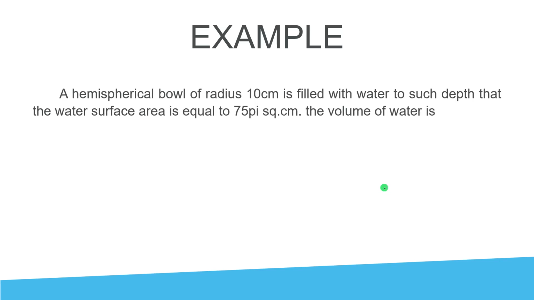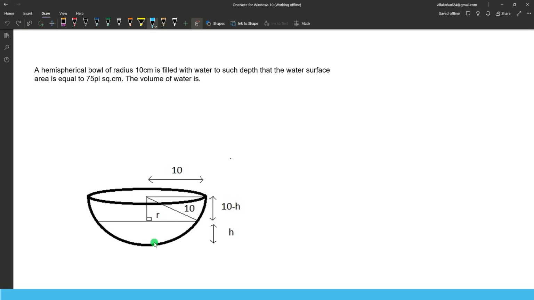Next problem. A hemispherical bulb of radius 10 centimeters is filled with water to such depth that the water surface area is equal to 75 pi square centimeters. The volume of water is? So let's draw the figure. Let's say this is the hemispherical bulb, with a radius of 10 centimeters and the water surface area equal to 75 pi square centimeters.